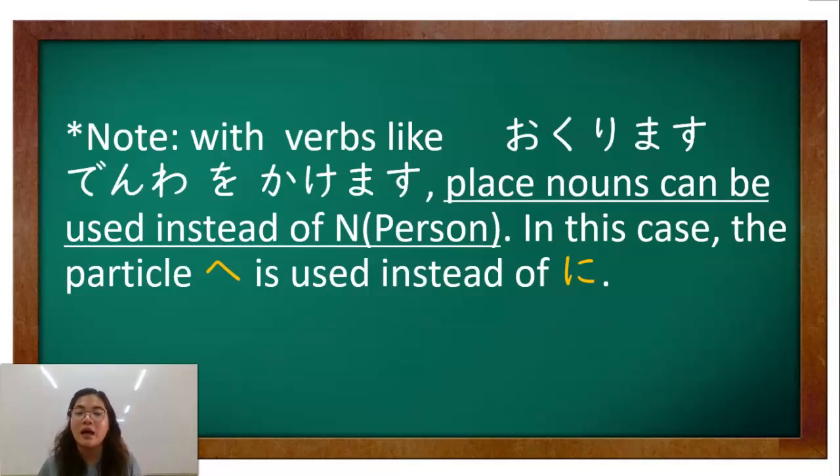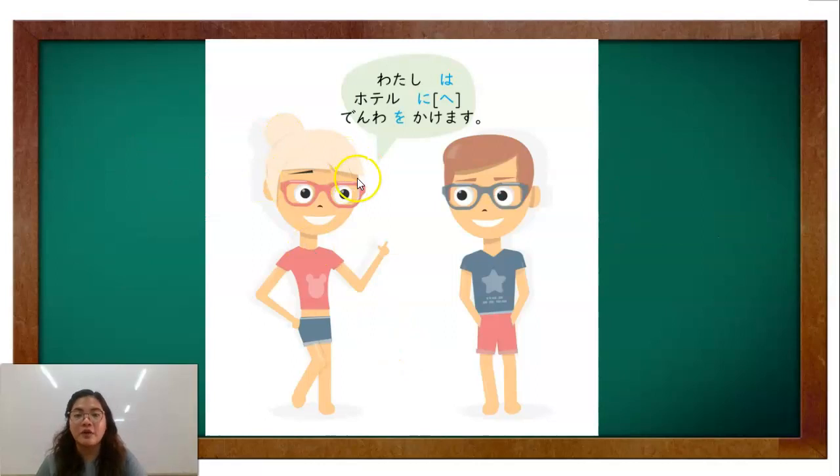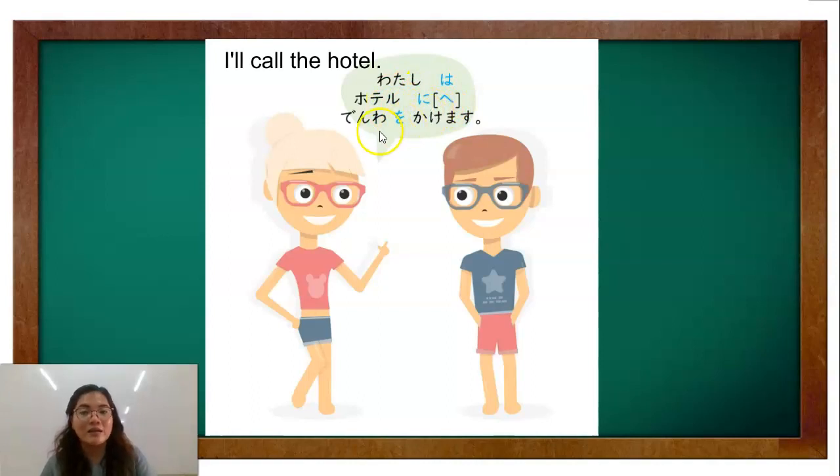Kung may ipinadala ka or may tatawagan ka, so sa taong papadalhan mo or sa taong tatawagan mo, it is in particle e. So instead of ni, kasi tao siya, so papadalhan mo ng isang bagay, so dun papunta yung movement ng action, so that would be particle e. Next, an example for that is: watashi wa hoteru e denwa o kakimasu. Tumawag ako sa hotel.